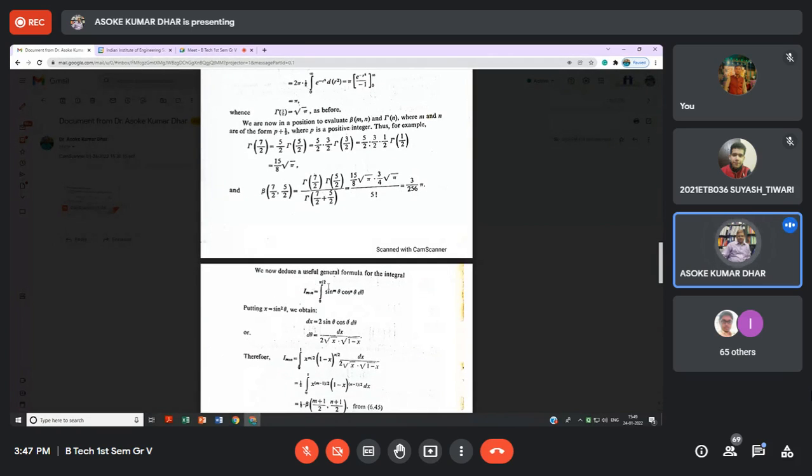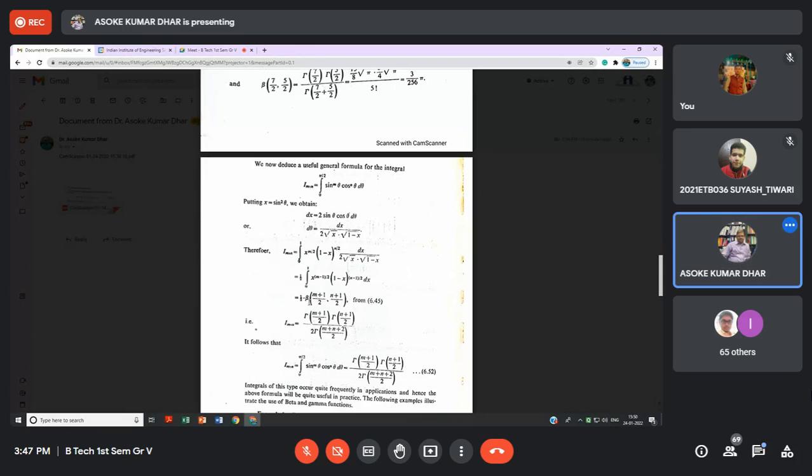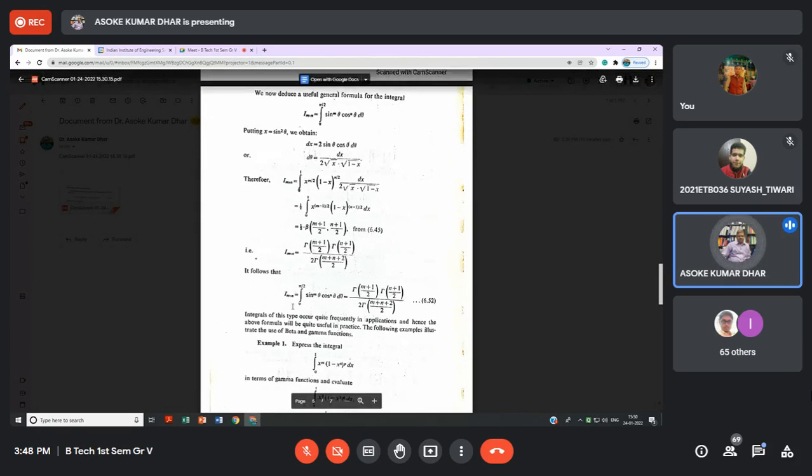We now define a useful general formula I m n, integral 0 to pi by 2 sin m theta cos n theta. Put x is equal to sin square theta. So dx is equal to this, d theta is equal to this. So I m comma n is equal to, just putting and simplifying, you will get this value or this value. But this by definition is beta m plus 1 by 2, n plus 1 by 2, beta m n. So I m comma n is equal to this value. It follows that I m n is equal to this is equal to this. So this is another formula for I m n.